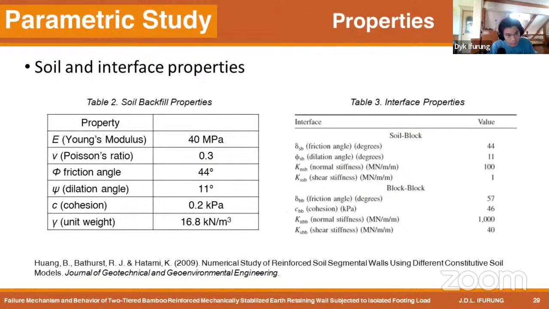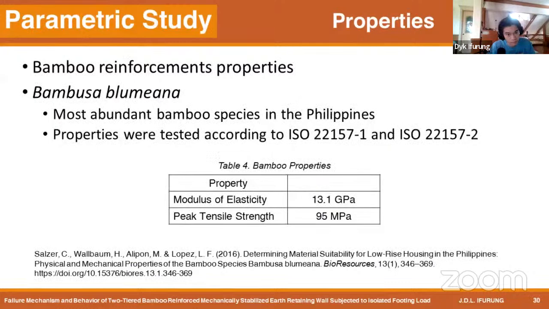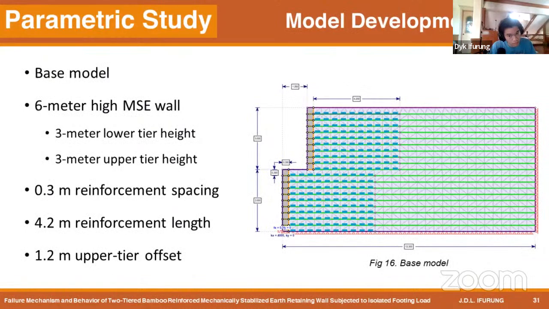For my parametric study, I obtained my soil and interface properties from a study of Wang et al. 2009. The properties of my bamboo reinforcements were obtained from a study of Salzer et al. 2016, which obtained the properties of Bambusa bomleana, a species of bamboo that is most abundant in the Philippines. My base model is a 6-meter high MSE wall with each tier measuring 3 meters. The reinforcements are 4.2 meters long, spaced at 0.3 meters each. The upper tier offset is also set at 1.2 meters.